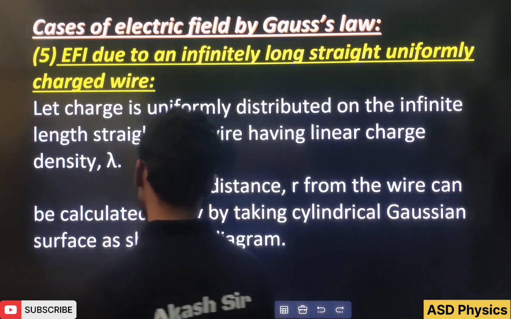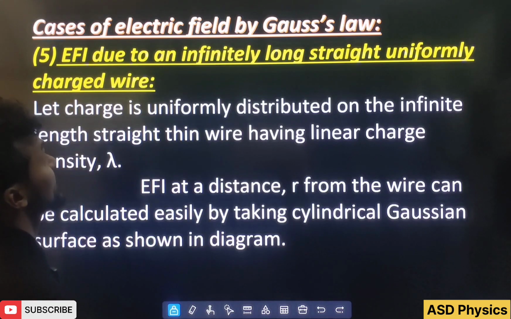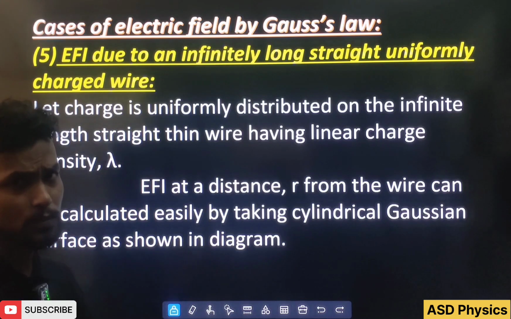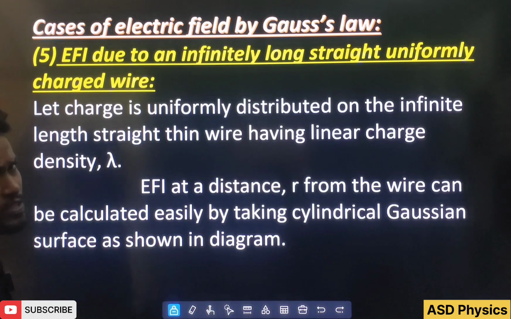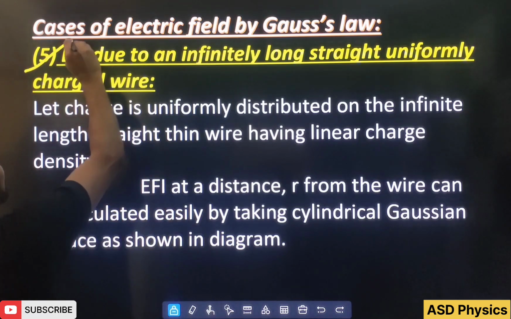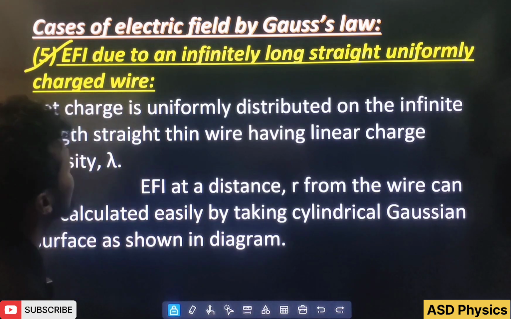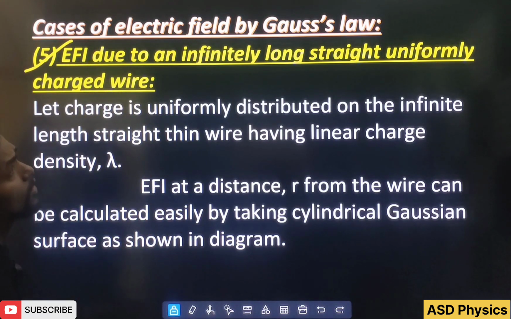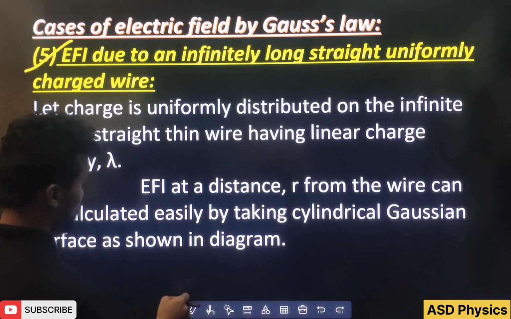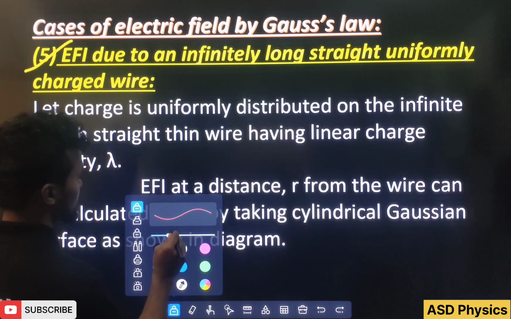So you can see very well, first we are going to see the cases of electric field by Gauss's law. In previous videos, I have calculated the 4 cases. Now we will continue with the 5th case. So the thing is, electric field due to an infinitely long straight uniformly charged wire. Okay, so let's see one by one.